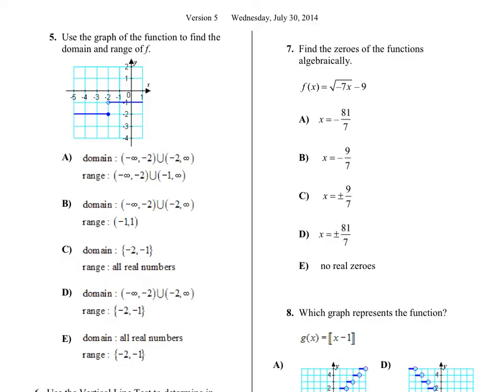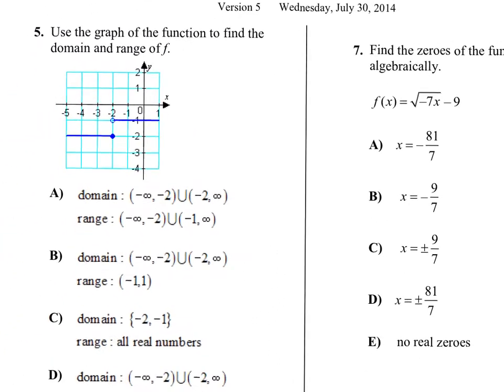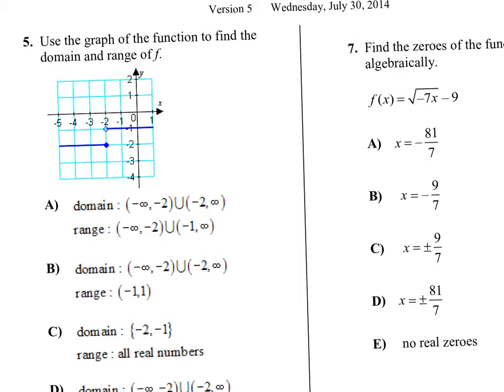Alright, use the graph of the function to find the domain and range. Well, notice that for x equals minus 2, I only have one value because it's on the negative 2 but not on the negative 1. So this means that my domain goes from all the negative x values to all the positive x values. So my domain is all real.